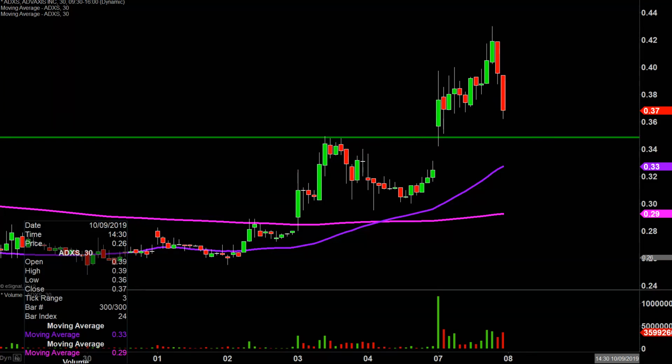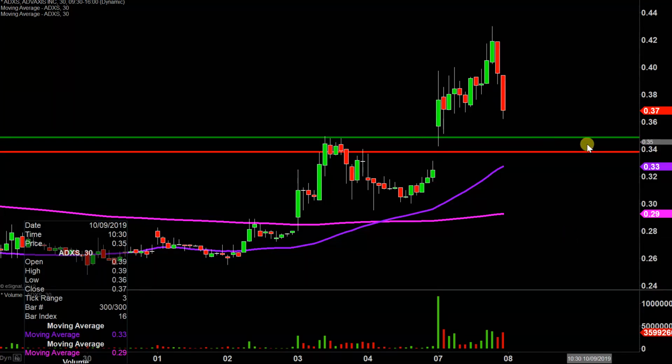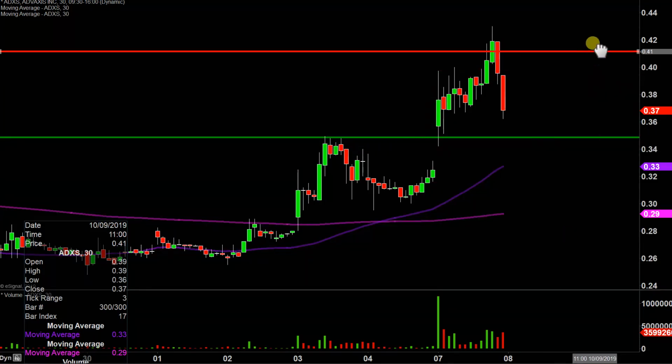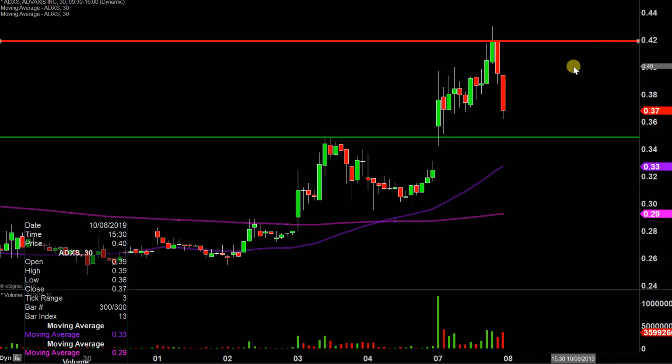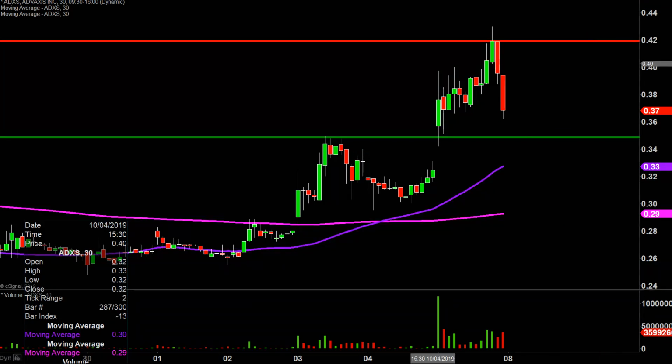What about levels of resistance? Nothing fancy or complicated here, other than the fact that the party finally stopped right up there at 42 cents. So 42 cents will be public enemy number one going into Tuesday. All in all, though, look at it, great movement. And really, resistance levels don't matter.